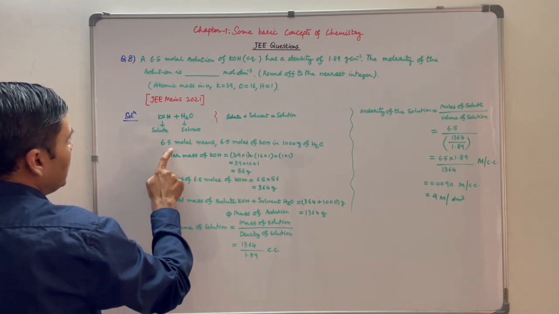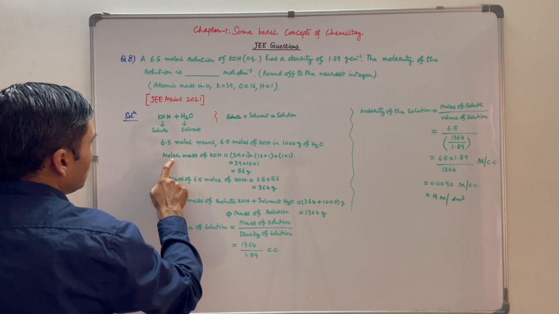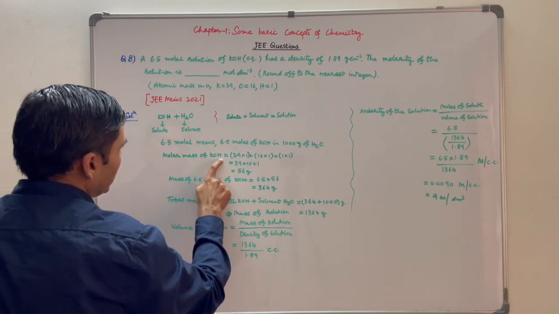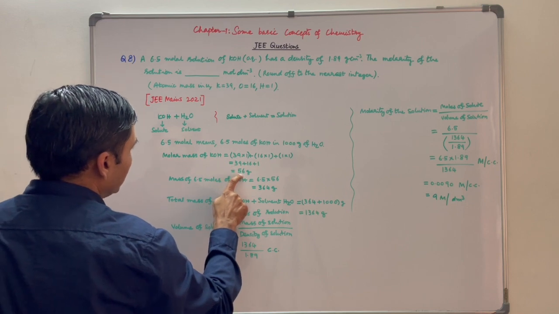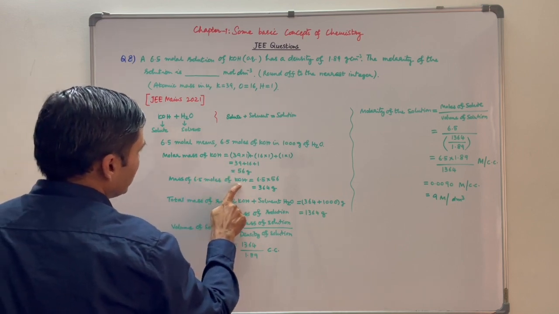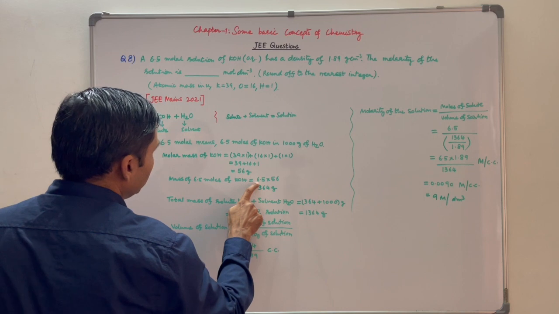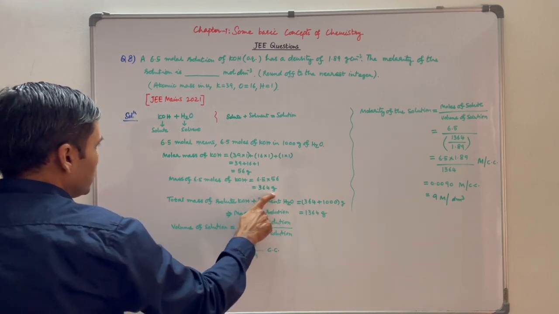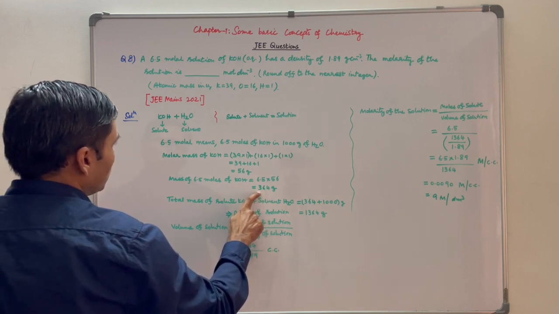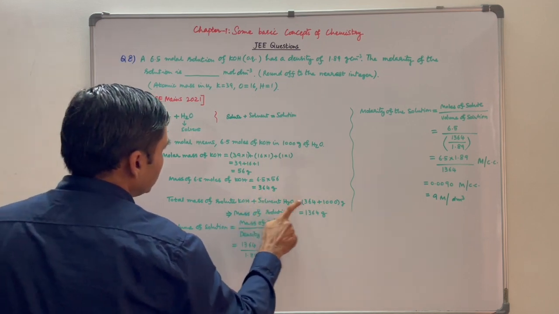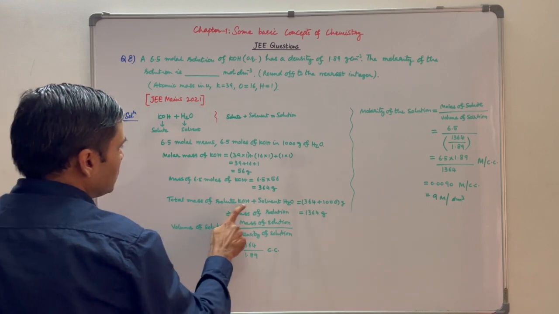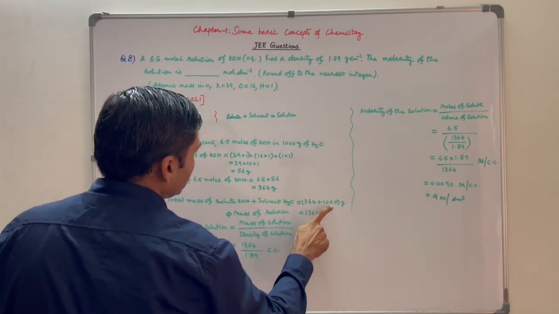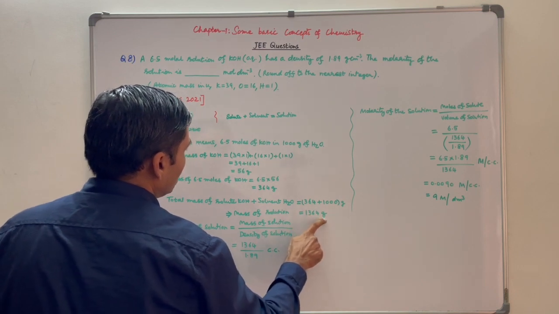So first we will calculate the molar mass of KOH. Molar mass of KOH will be 39 into 1 plus 16 into 1 plus 1 into 1, that is 56 gram. So mass of 6.5 moles of KOH will be 6.5 into 56, that is 364 gram. So in solution, mass of solute is 364 gram and mass of solvent is 1000 gram. So total mass of the solution, means solute plus solvent, will be 364 plus 1000, that is 1364 gram.